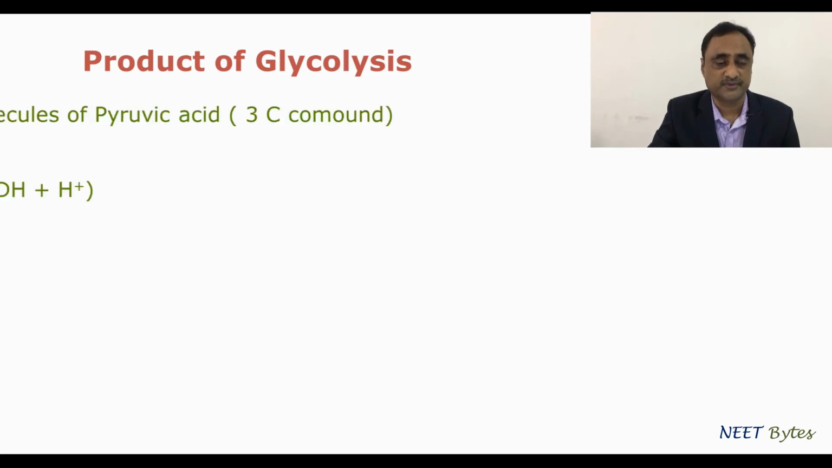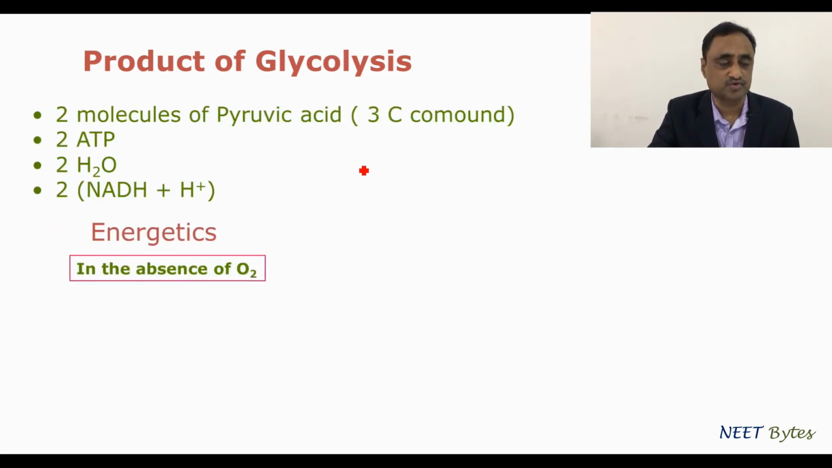So as far as the product of glycolysis is concerned, it is the 2 molecules of pyruvic acid, 2 ATP, 2 H2O molecules and 2 NADH2. Okay. And energetics we discuss in terms of what will happen in the absence of oxygen and what will happen in the presence of oxygen.